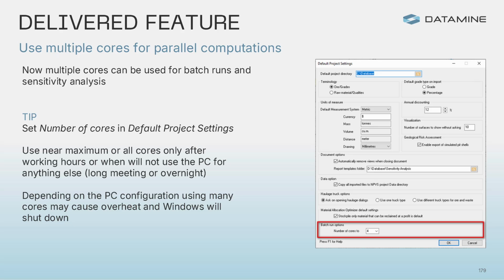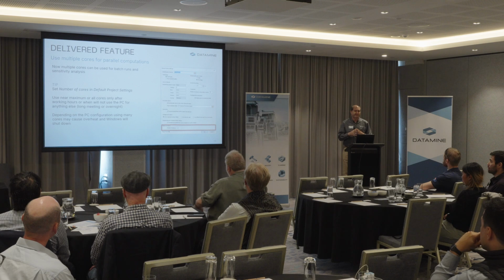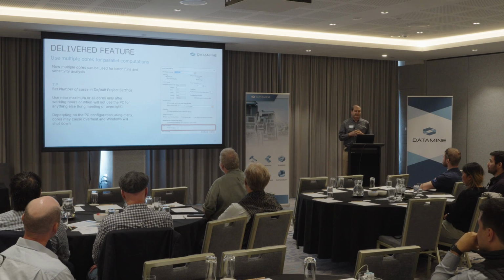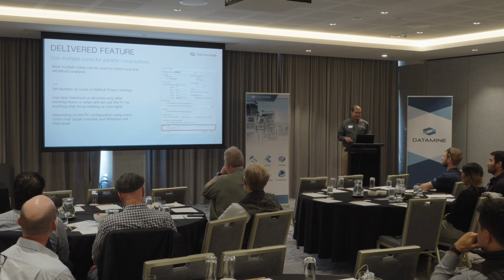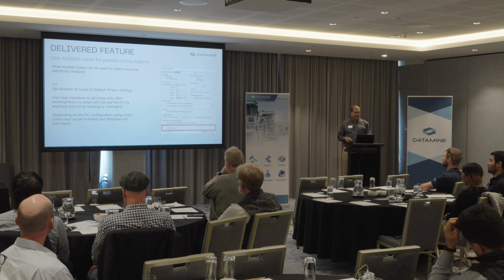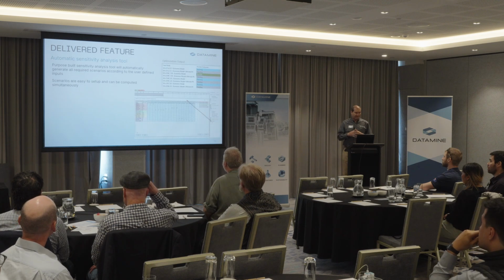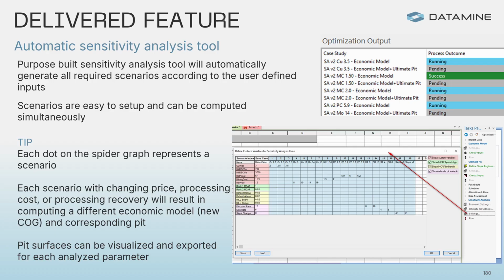Now going to the most exciting thing that we have done recently. We allow the desktop to use multiple cores for computing different economic modeling bits in parallel. Because each of the bit optimization runs optimized incrementally, this cannot be run in parallel. What we can do is compute multiple of these bits at the same time. So here in the default settings, we have an option to define how many cores you want to use.